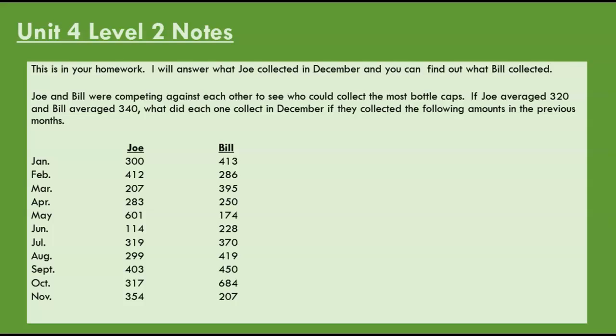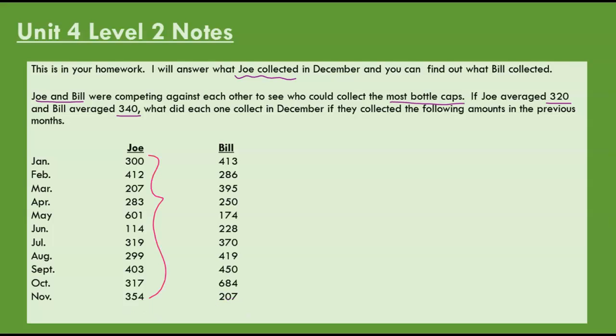This question is in your homework, and Joe and Bill were competing against each other to see who could collect the most bottle caps. If Joe averaged 320 bottle caps and Bill averaged 340, what did each one collect in December if they collected the following amounts in the previous months? So we have to figure out what Joe collected and Bill collected. So I thought I'd show the example where we can find out the answer that Joe collected, and then you can find out the answer for Bill.